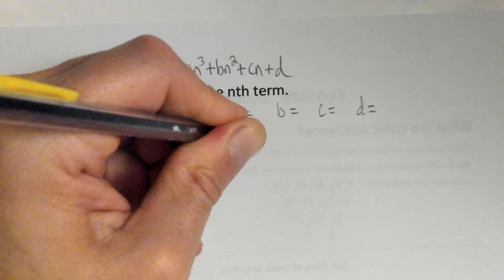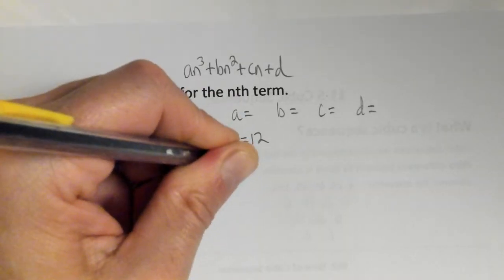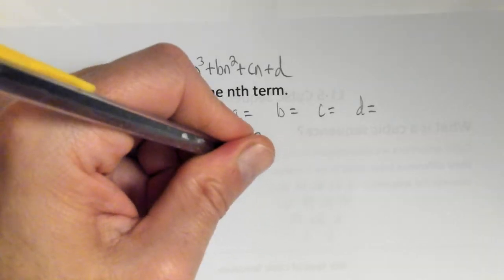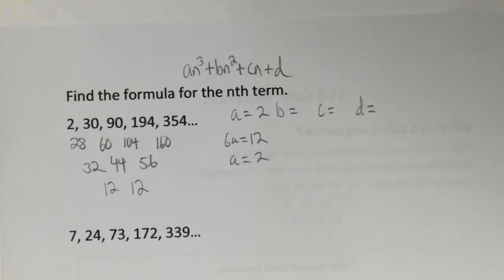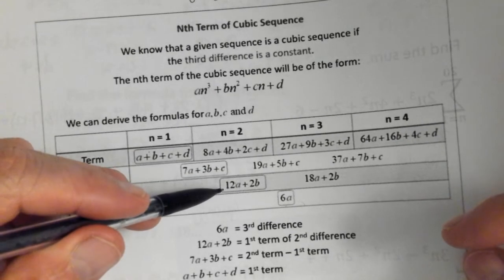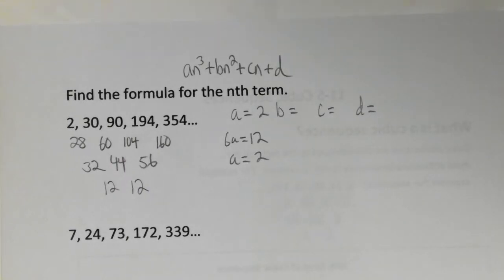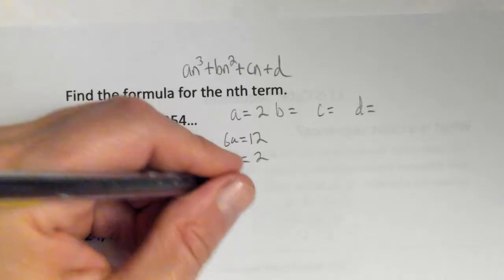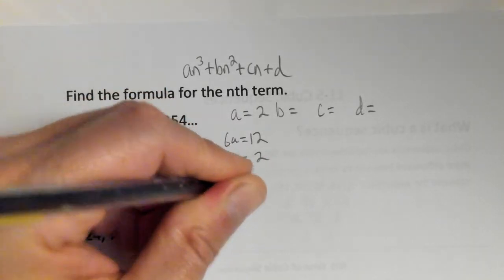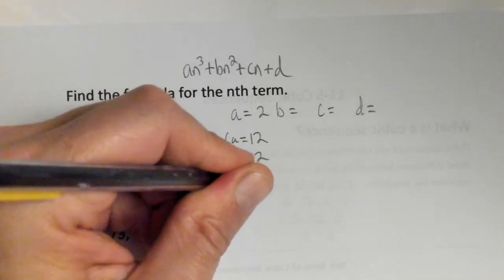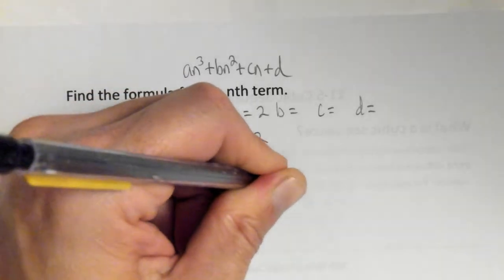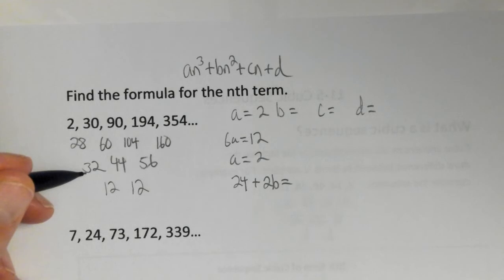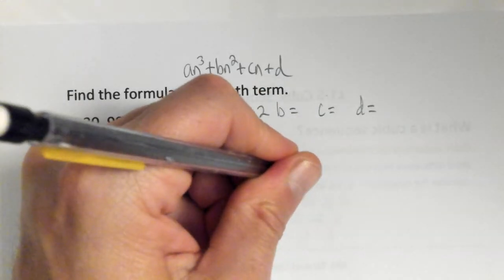6a equals 12, which means my a is going to be equal to 2. So 2 is my a. Remember now, this second difference is 12a plus 2b. Well, I already know that a is 2, so 12 times 2 is going to be 24 plus 2b, and that difference is equal to 32.